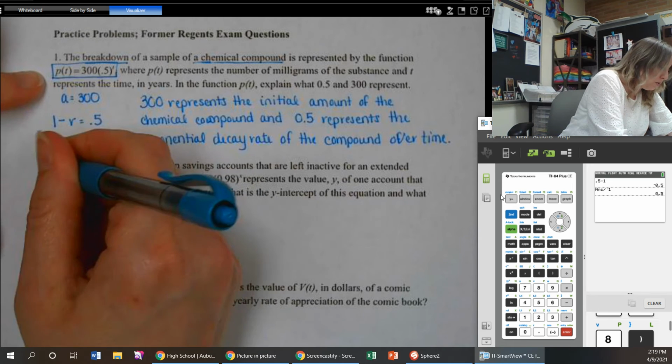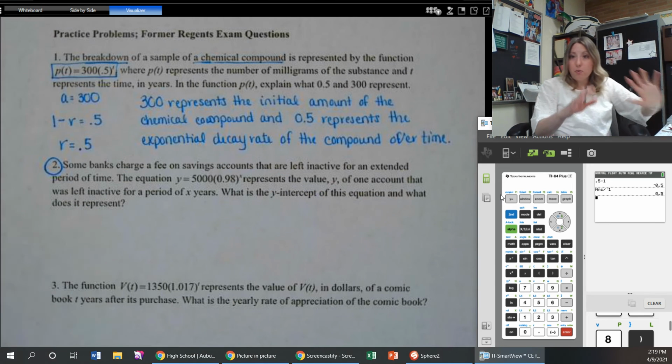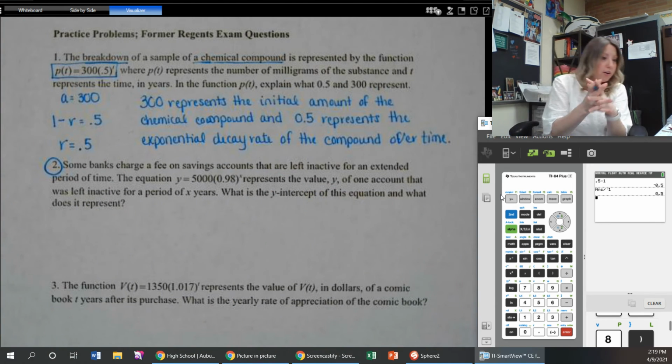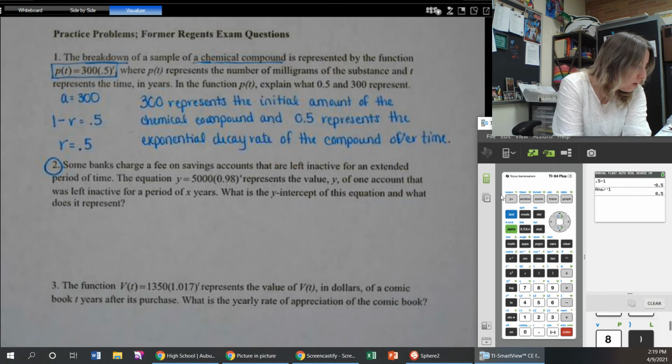I'll have you do number 2 in a second, so hold off, and when we pause from doing this, you'll try number 2 on your own. Let's try number 3 together.